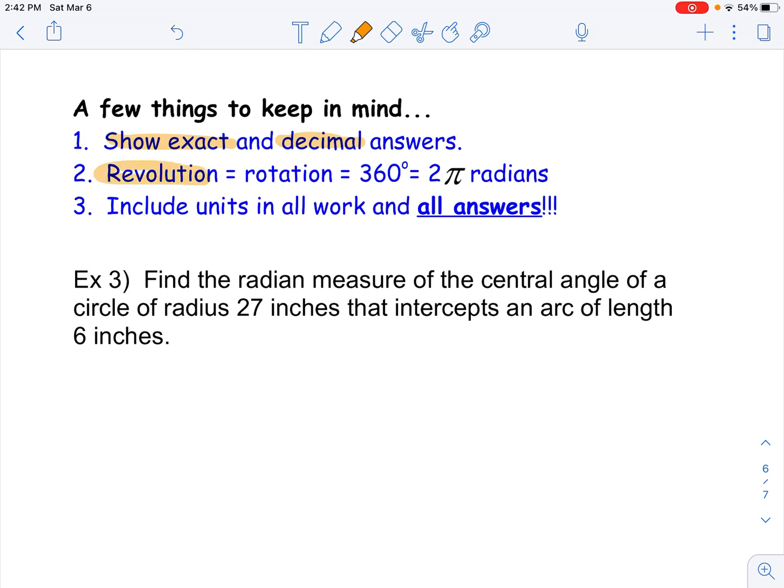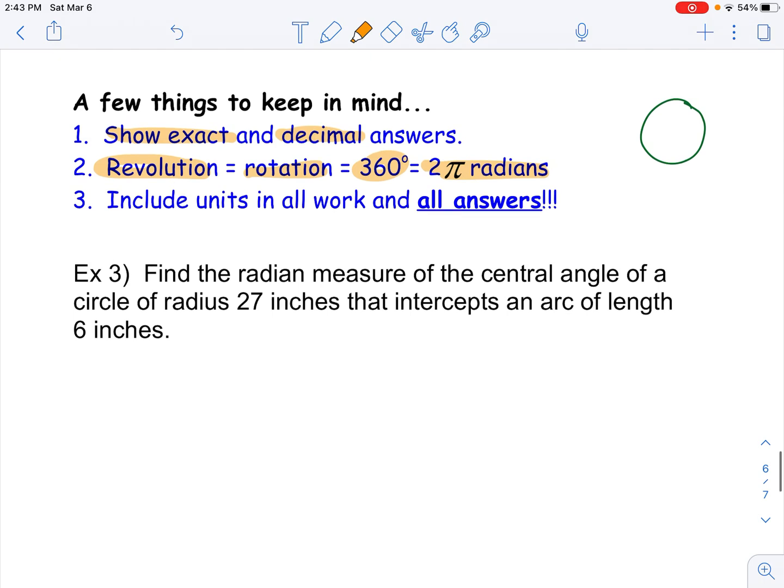One other thing is that a revolution is the same as a rotation. So we're going to talk about things like a tire spinning. We know that we have a full revolution, or maybe it makes 30 revolutions in so many seconds. One revolution, which is the same as one rotation, is equal to 360 degrees, or if we're talking radians, 2 pi.